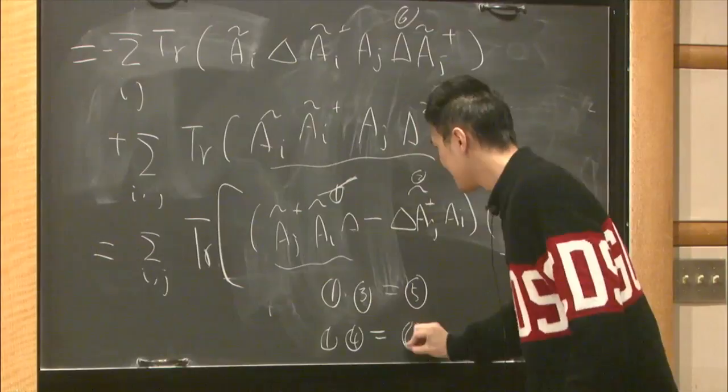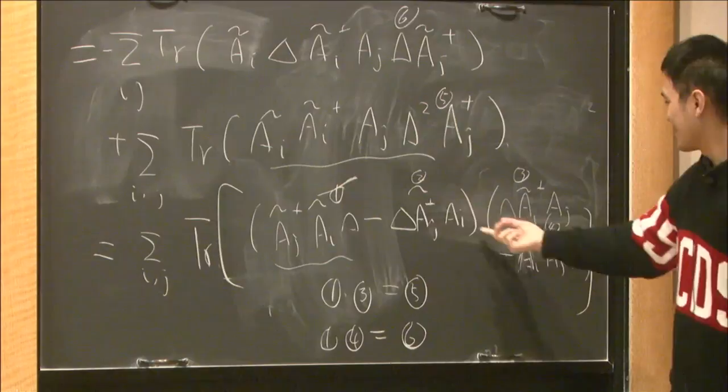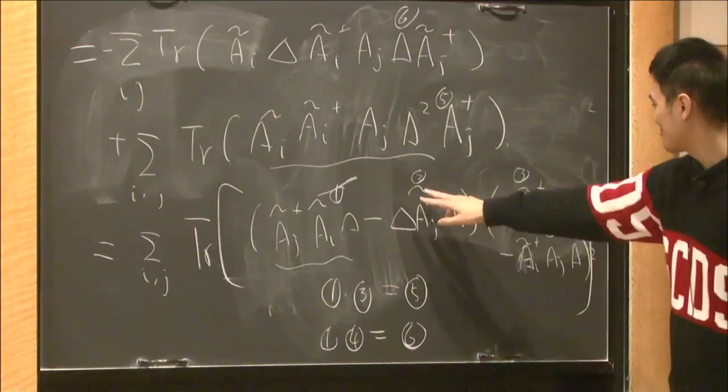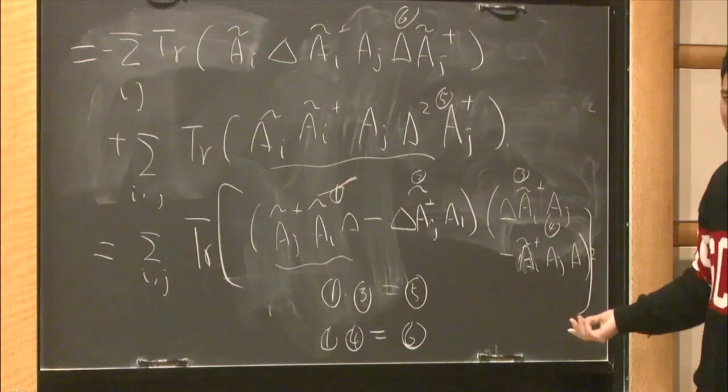What is 1 times 4? 1 times 4 is you have a Delta in the middle, and then you have another Delta. So I have two Deltas here. And then you can also see 2 times 3 or 2 times 4 are the same. So 2 times 3, you have one Delta in the middle and another Delta in the middle. And 2 times 6, you have a Delta squared. So it's the same. So you get this one.